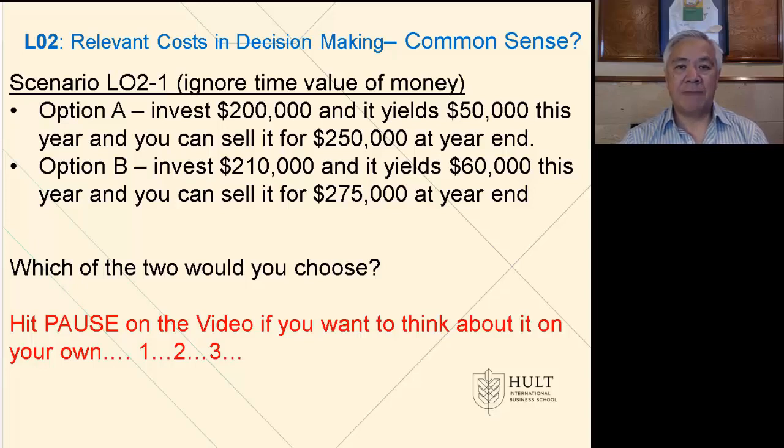You have two choices. Option A is you invest $200,000 and it yields you $50,000 this year in cash flow. And at the end of the year, you can sell for $250,000. Choice B is invest $210,000. It will yield $60,000 this year, and you could sell it at the end of the year for $275,000. Which of these would you choose? Again, if you want to play with some numbers on a piece of paper, go ahead and hit pause. Otherwise, I will do the solution for you in 1, 2, 3.